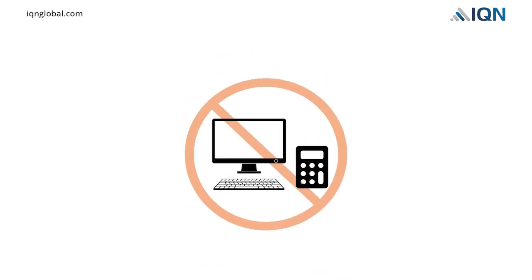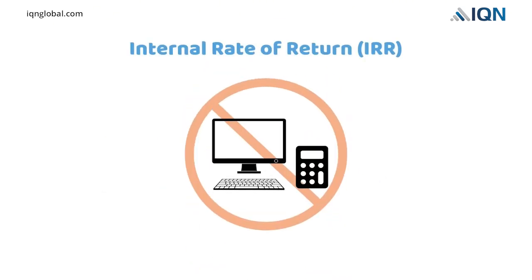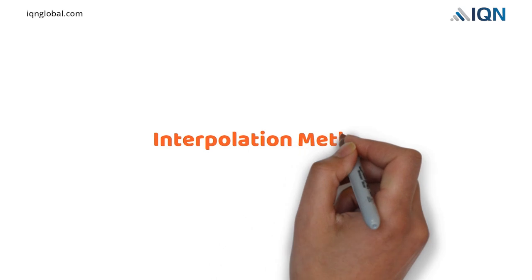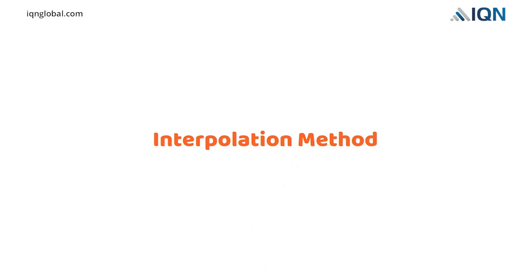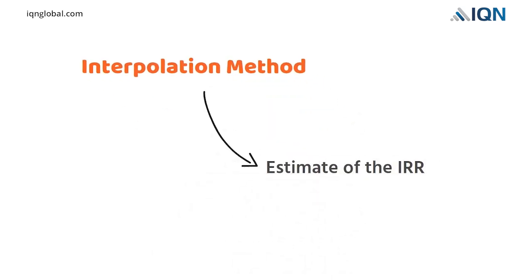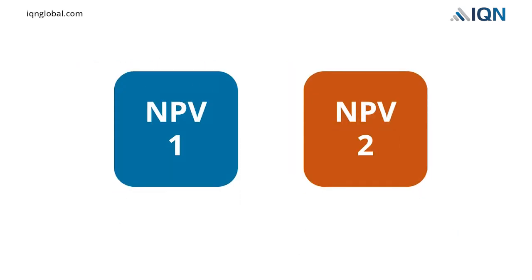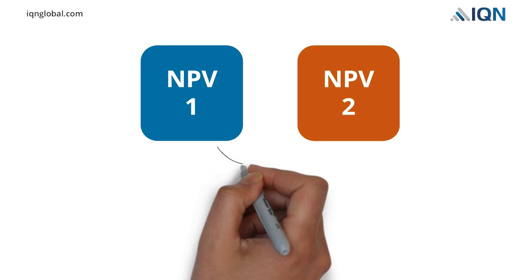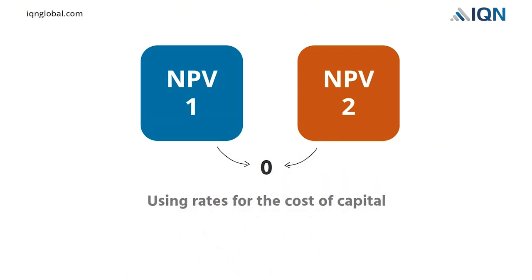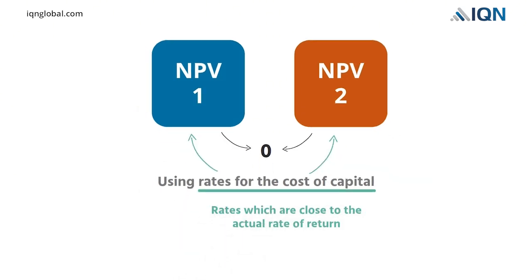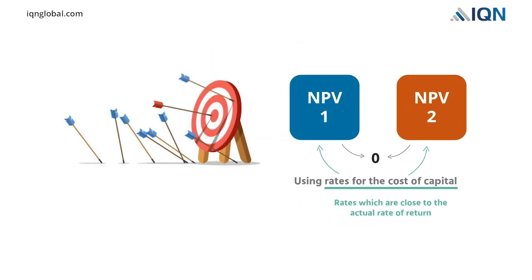Without a computer or calculator program, the internal rate of return is calculated using a technique known as the interpolation method. The interpolation method produces an estimate of the IRR, although it is not arithmetically exact. The first step is to calculate two net present values, both as close as possible to zero, using rates for the cost of capital which are whole numbers. Choosing rates for the cost of capital which will give an NPV close to zero, that is, the rates which are close to the actual rate of return, is a hit-and-miss exercise. Several attempts may be needed to find satisfactory rates.